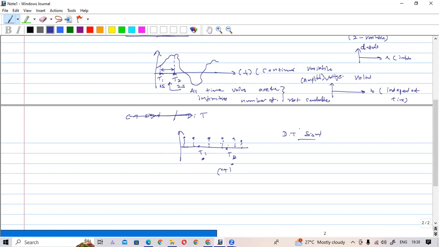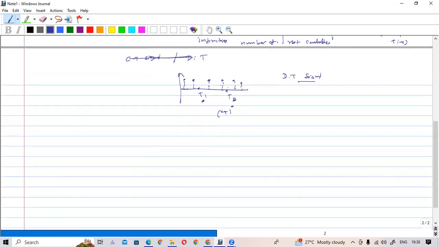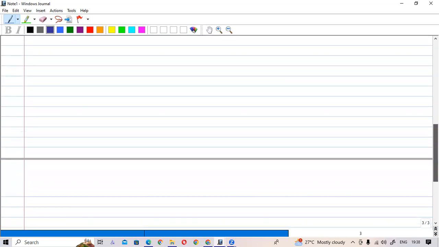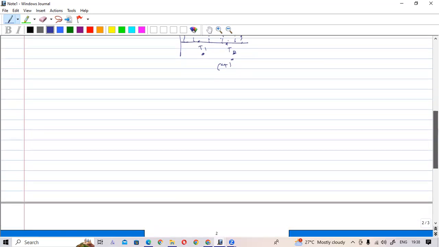So this is called a discrete time signal. So that is continuous time and discrete time. And I think maybe you can remember the periodic signal and non-periodic signal. We will talk about that one also later. I think you should have the idea.